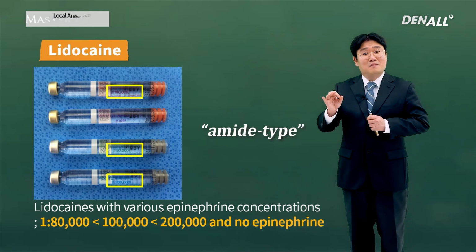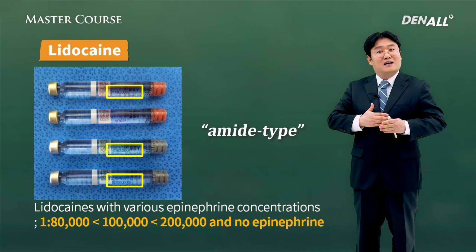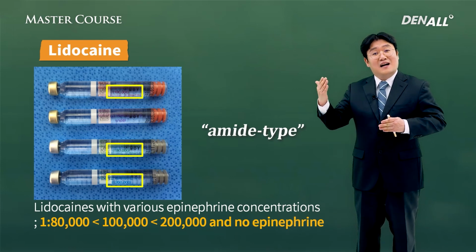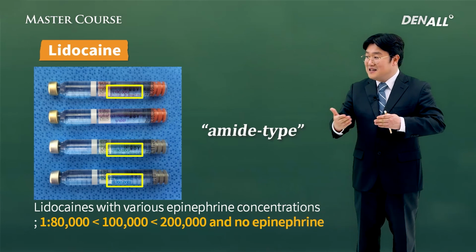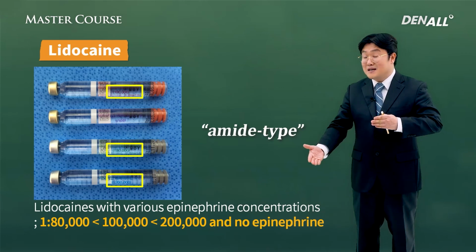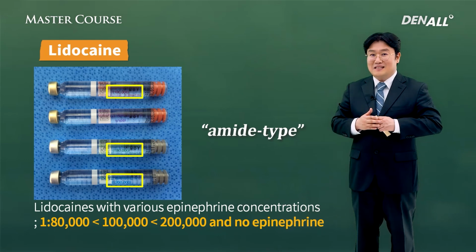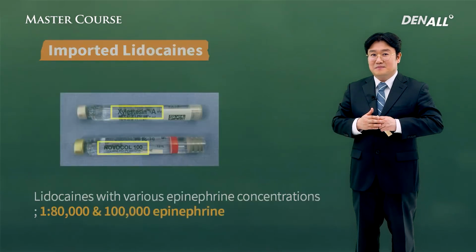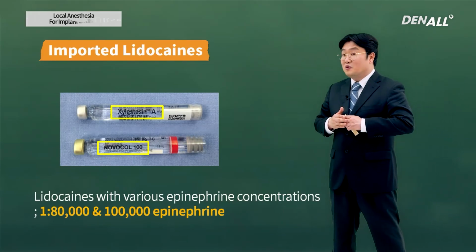This one means the epinephrine volume is small, therefore it is used for a patient with a heart disease. So it is to reduce the risk if anything wrong can happen to the heart. So 1 to 200,000 epinephrine is recommended for a patient with a heart disease.